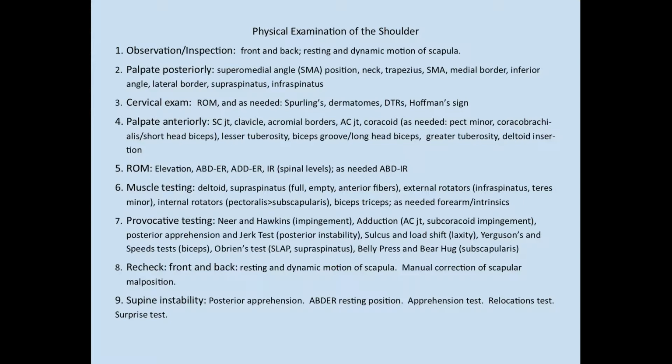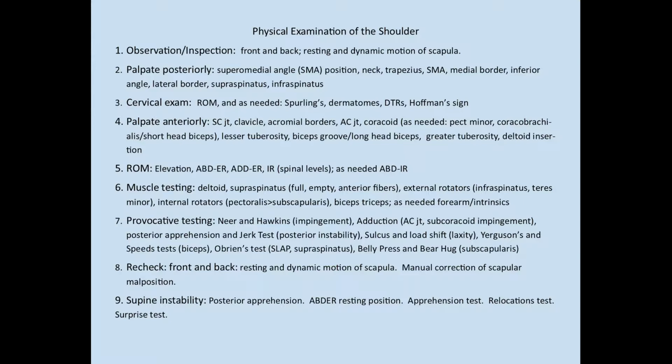For all patients, I palpate posteriorly a specific pattern. I first palpate the position of the superior medial angle and note any changes from normal symmetry. Protraction, elevation, droop, or winging is noted. I then palpate the neck, followed by the trapezius. It is important to note any muscle knots, contractures in the trapezius.